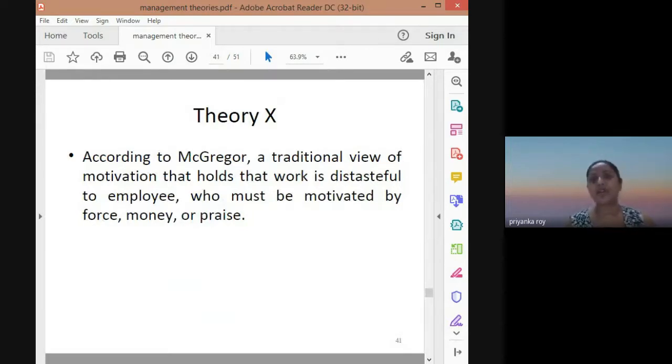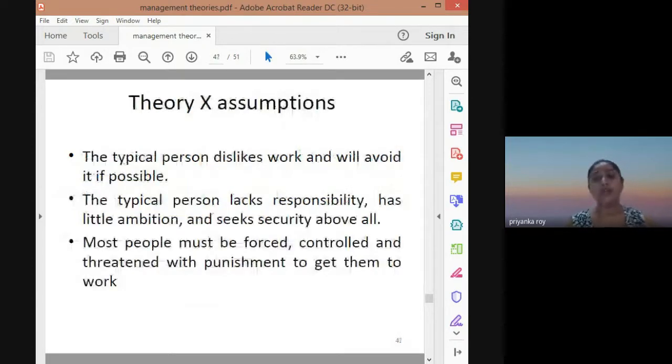is a traditional view of motivation that holds work as distasteful to employees, who must be motivated by force, money, or praise. The assumptions are that the typical person dislikes work or will avoid it if possible. The typical person lacks responsibility, has little ambition, and seeks security above all. So most people must be forced, controlled, and threatened with punishment to get them to work.